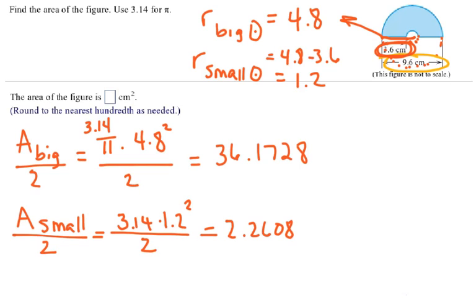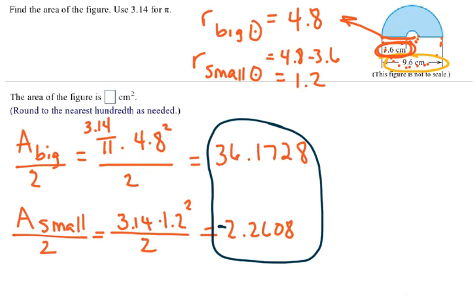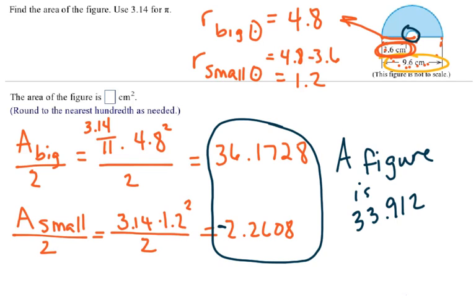So we take the area of the big and we subtract the area of the small because that's the part that's missing in the diagram. And our answer, so the area of the figure, is 33.912 square centimeters. And we are supposed to round to the nearest hundredth, so I'm going to cut it off at the 1, so it's 33.91 square centimeters.